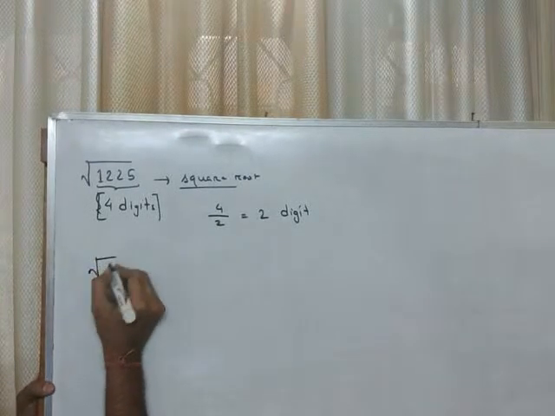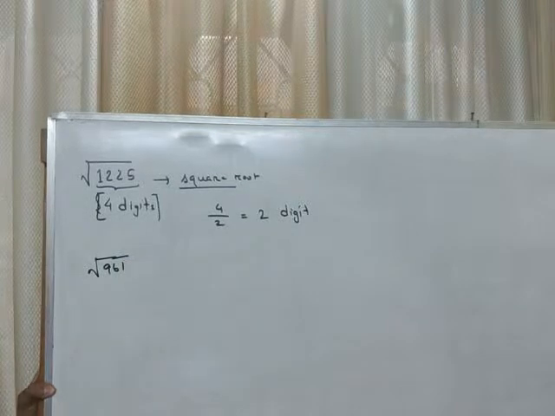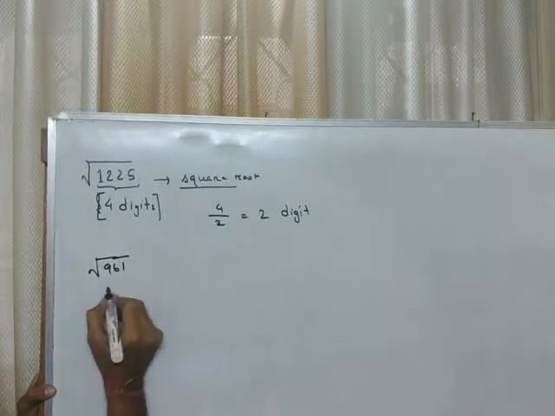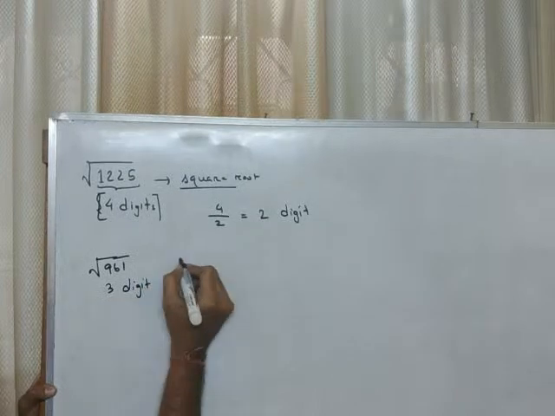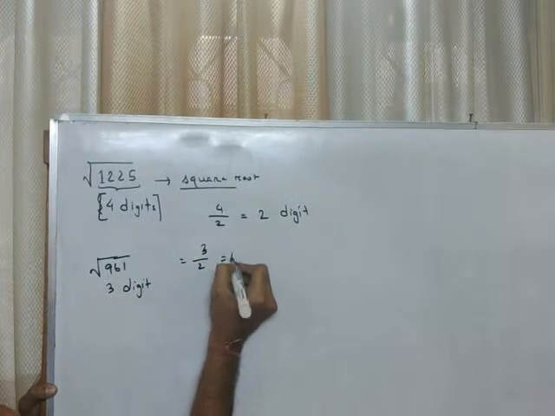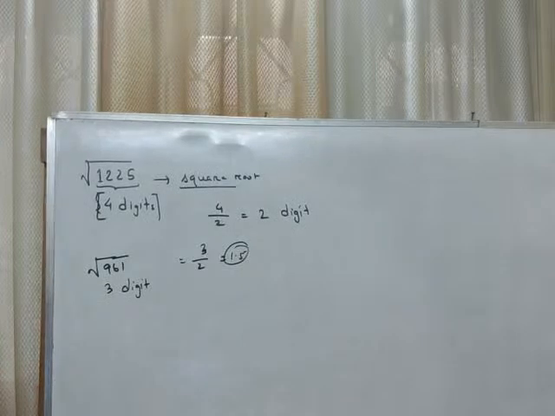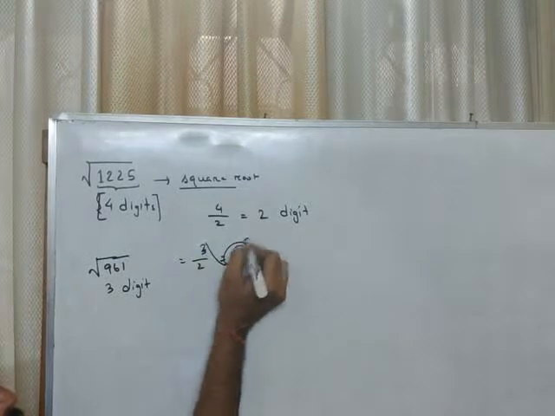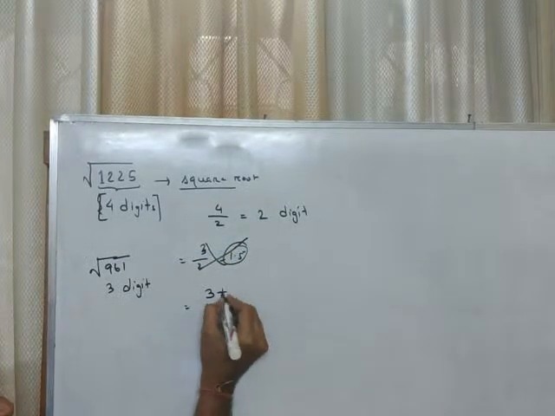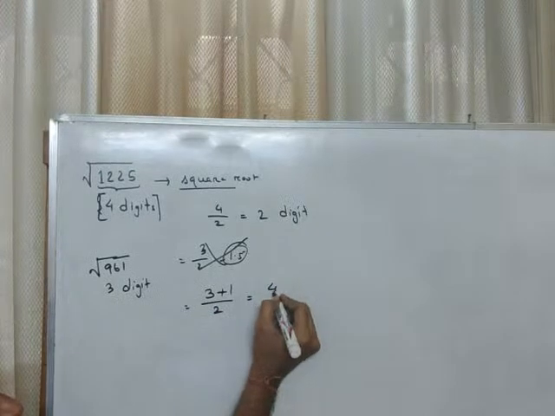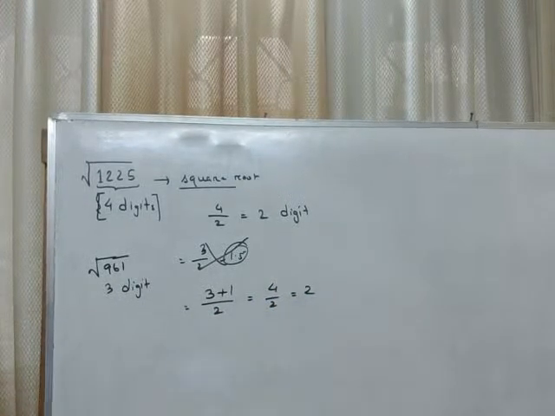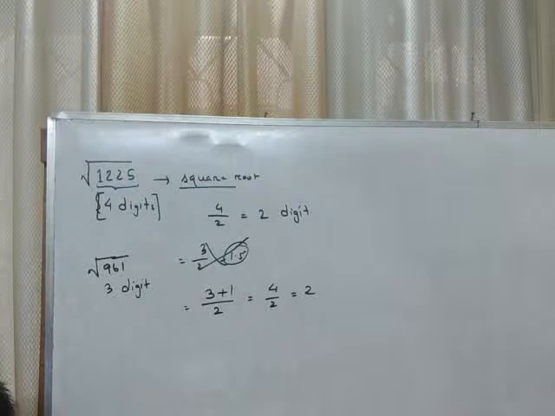Okay, next example you can see in the book is 961. So now if you think, here we have 3 digits. If you divide 3 by 2, you will get 1.5. 1.5 digits cannot be there, so it won't work like this. What you will do is 3 plus 1 divided by 2, that is 4 by 2, that is 2. You will get the number with two digits. Clear? If the digits are odd, you will add one and then divide it by two.